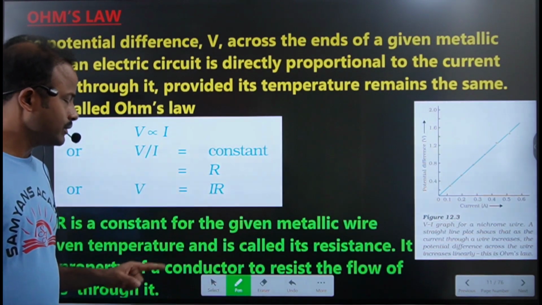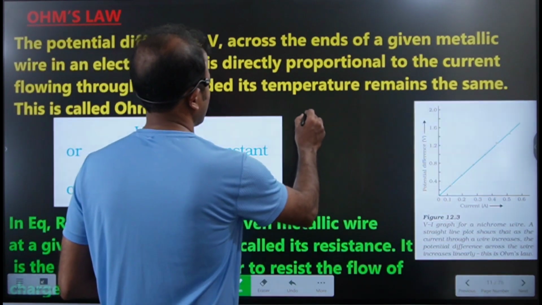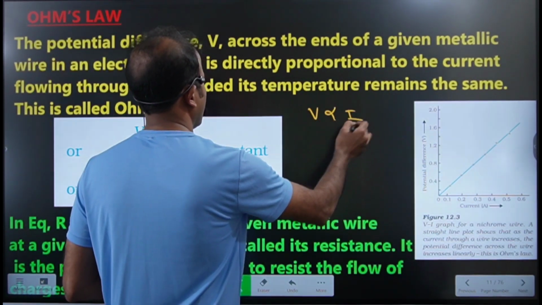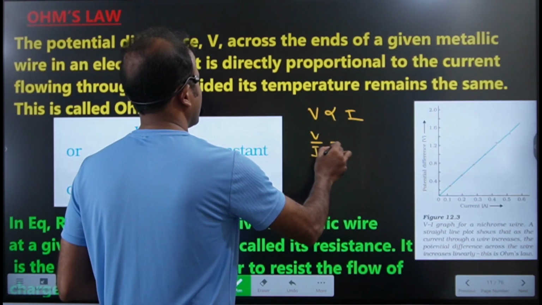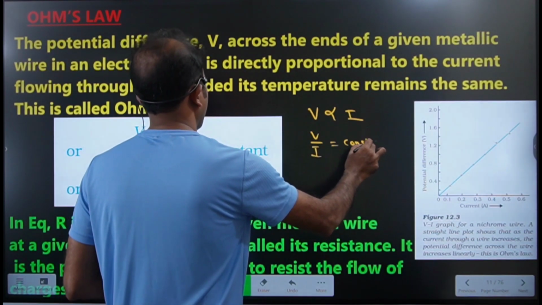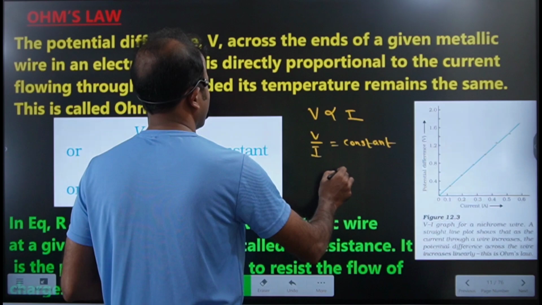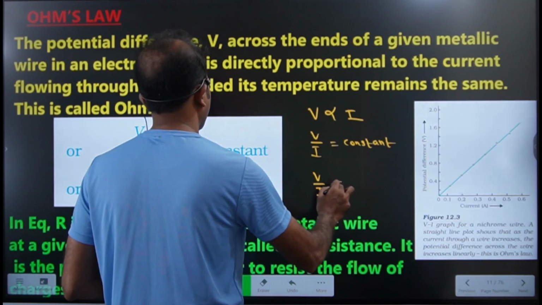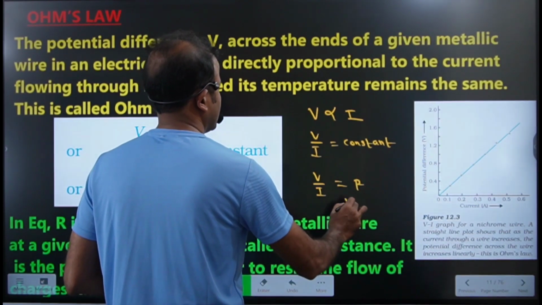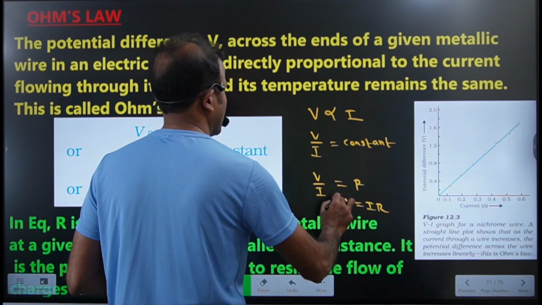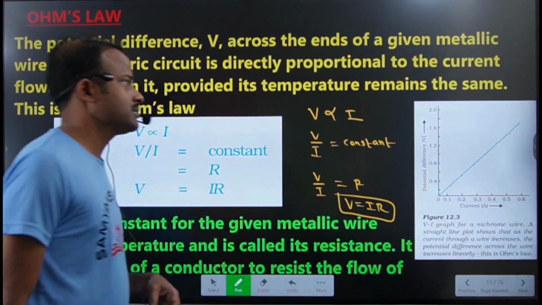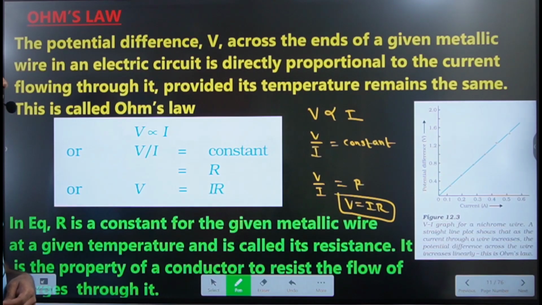Okay, and when you remove this proportionality constant, so V is directly proportional to I, then V by I we can give a constant, and in the constant here we indicated with the letter R. V by I equal to R, or we can write this V equal to IR. Okay, this is a relation between the voltage and current.